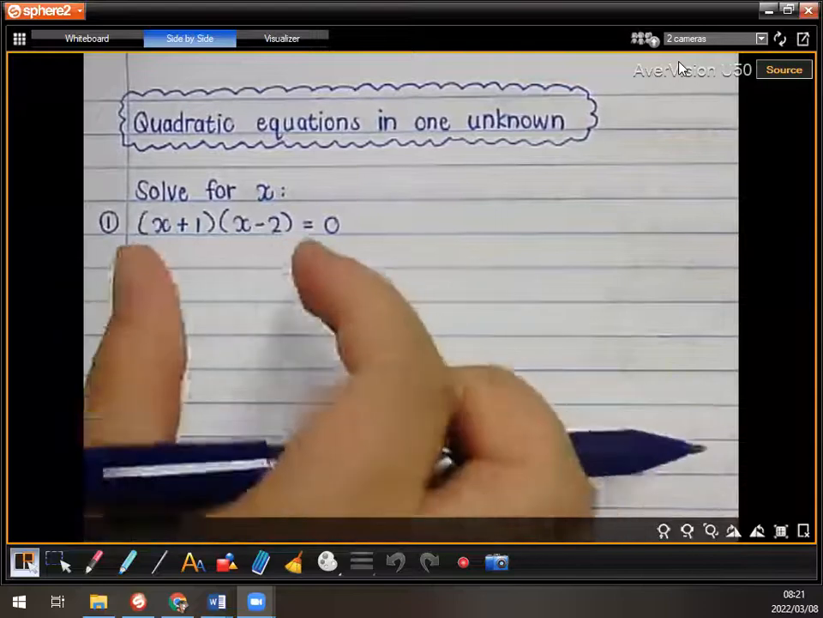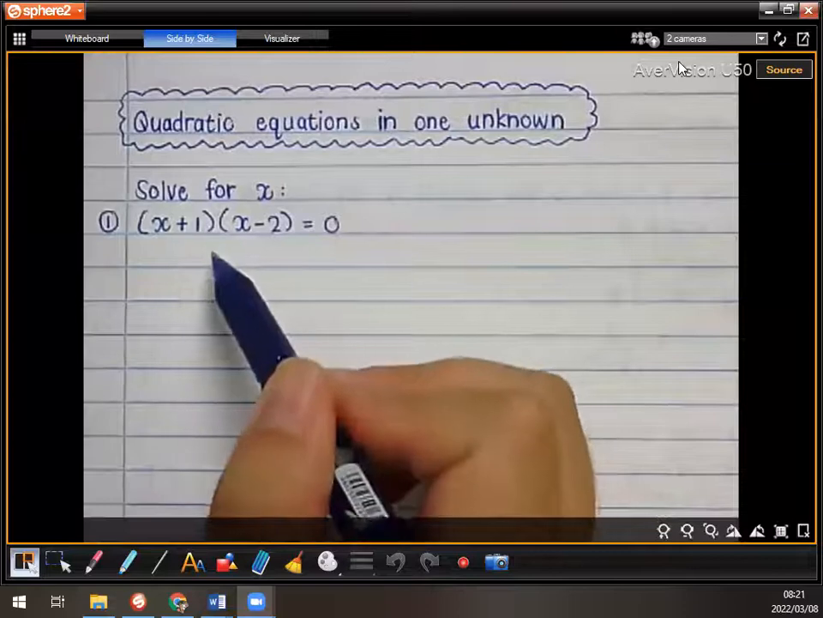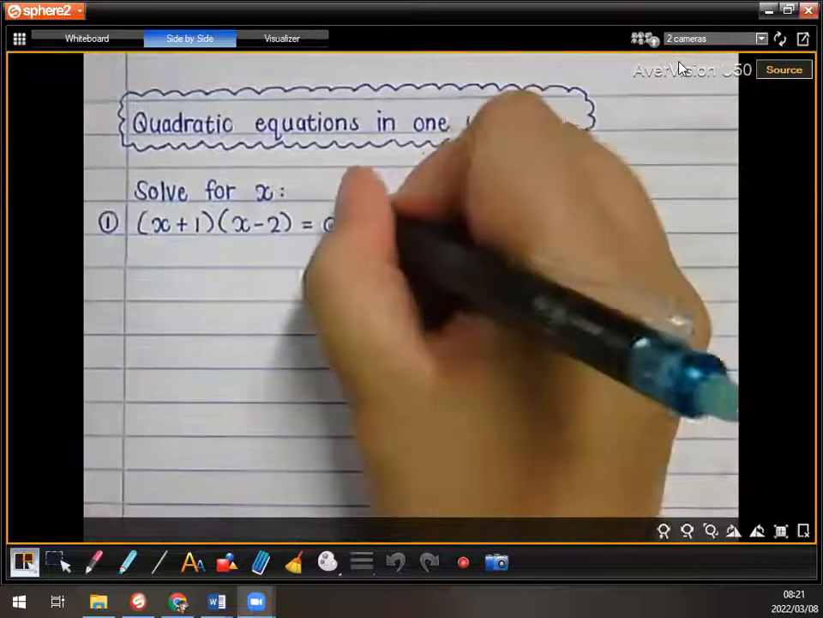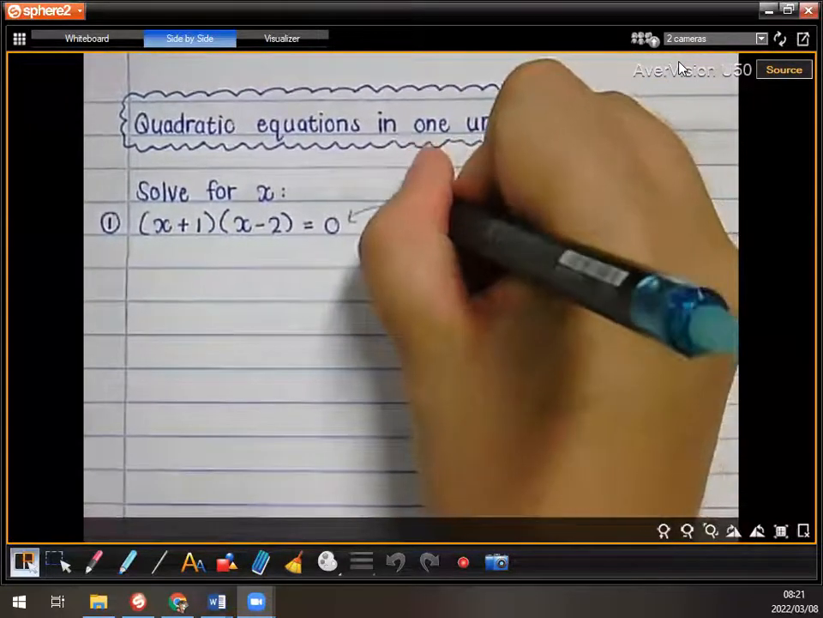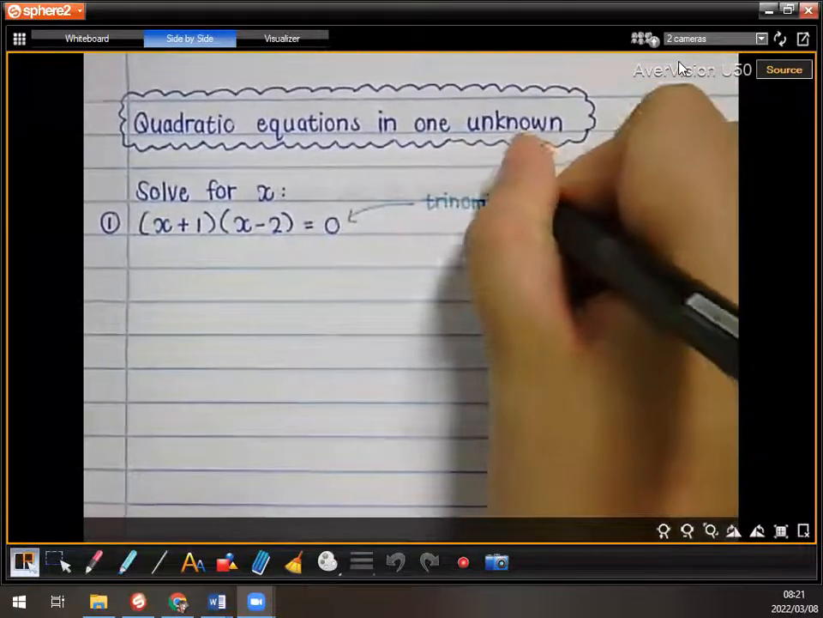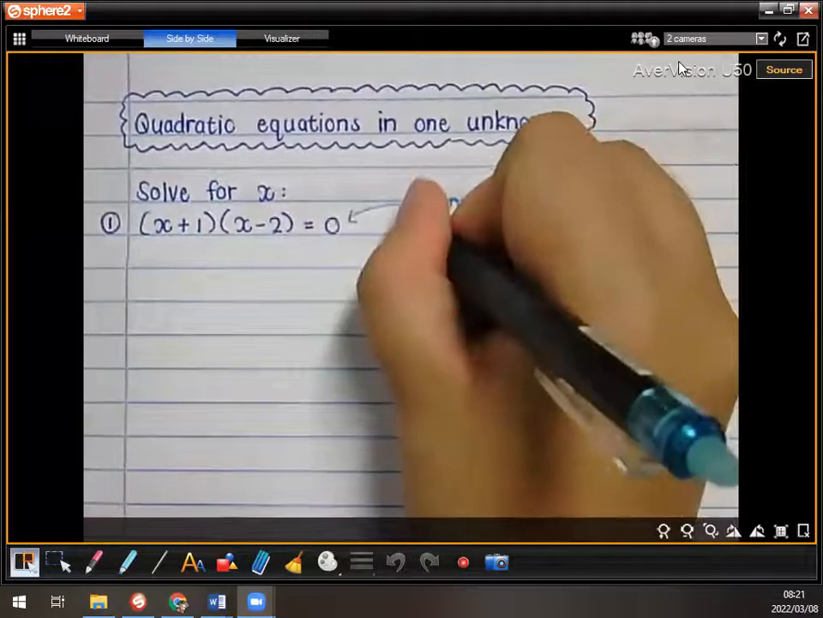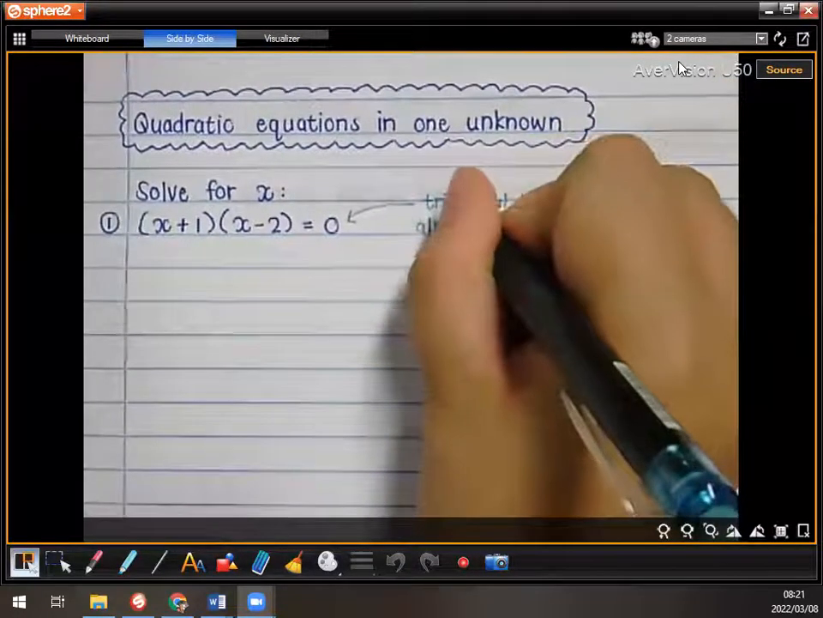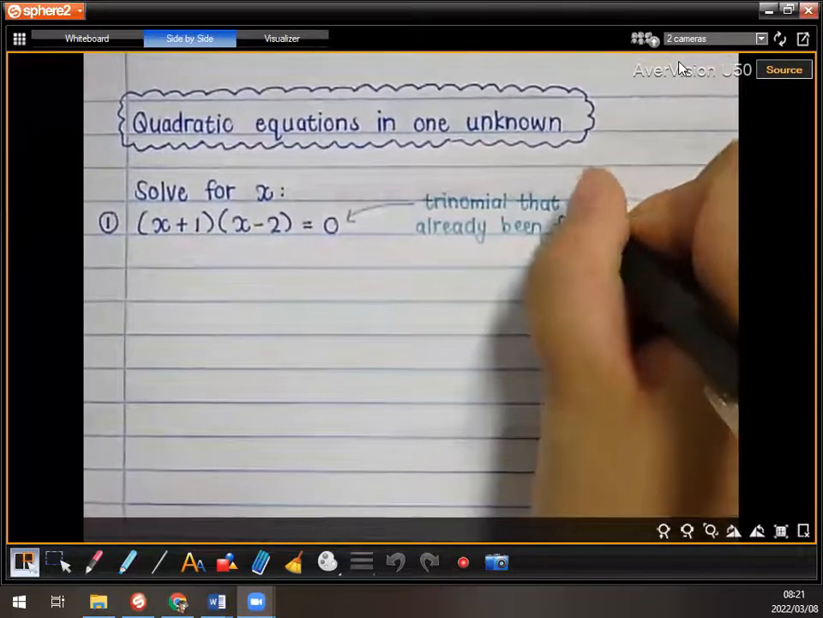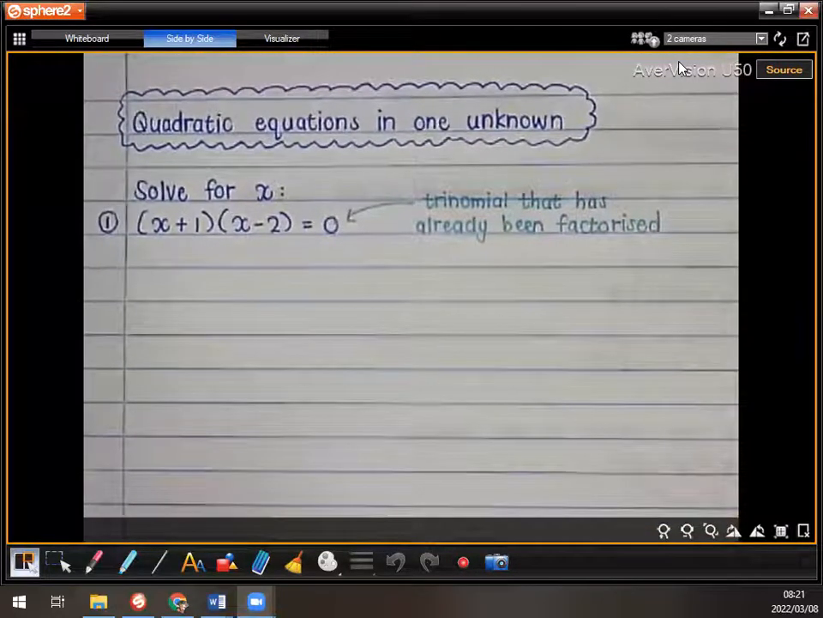But if they're giving you the product of two brackets equal to 0, this is an already factorized trinomial, right? So let's write that on the side. Trinomial that has already been factorized. Okay.